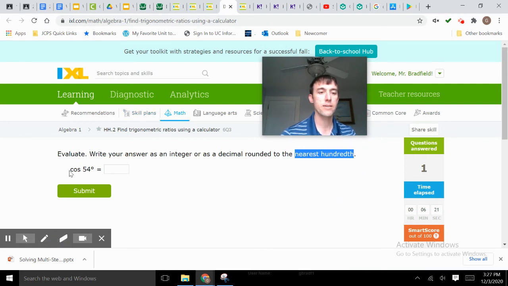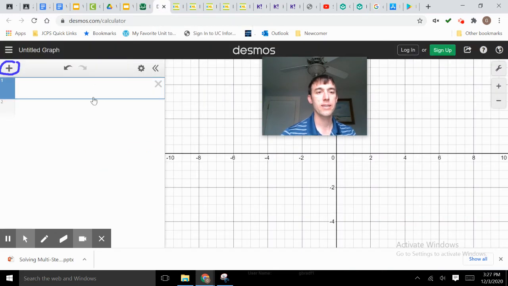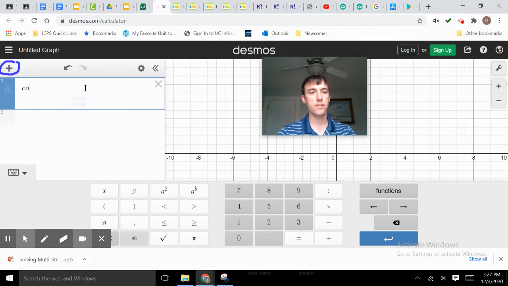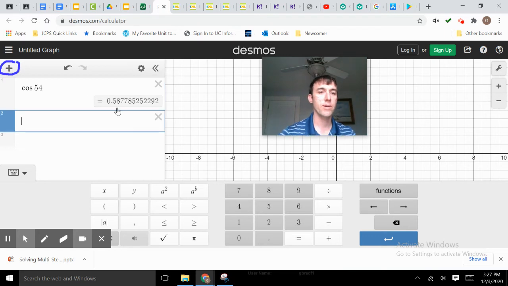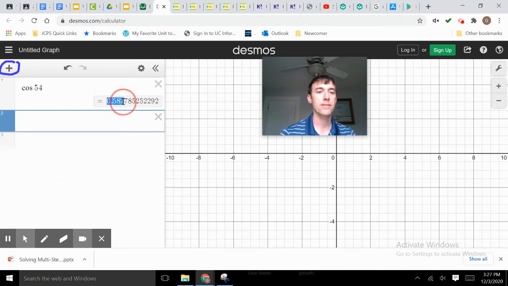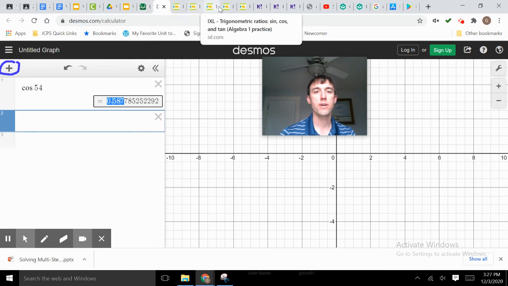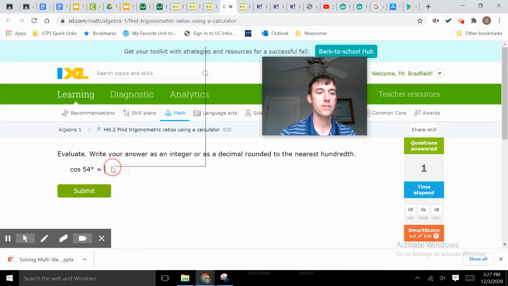So I'm going to take cosine of 54 degrees and type that into my Desmos calculator. Cosine, COS, 54, and there I have my answer. 0.587 is what I'm going to highlight and round. So I'm going to copy 0.587, and I'm going to paste that into my answer here.